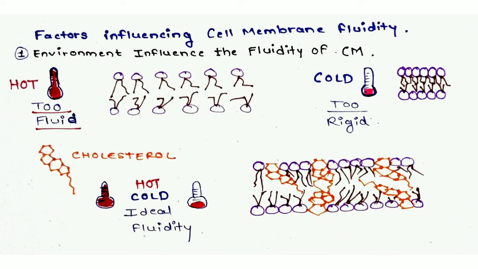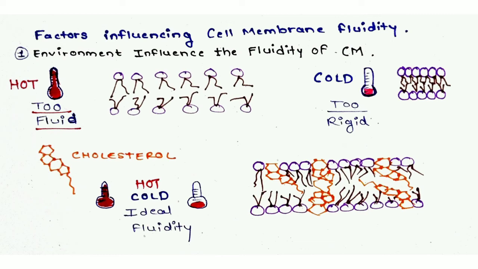Moving on to our next topic, that is factors influencing cell membrane fluidity. The first factor here is environment. When the temperature is too hot, the phospholipid molecules move far away from each other, making the cell membrane too fluid. Whereas when the temperature is cold, the phospholipid molecules come close to each other, making the cell membrane too rigid. You can compare the same thing with humans. When the temperature is too hot, we prefer staying away from each other so that wind and breeze can pass and we can feel cold. But when the temperature is cold, we prefer staying cozy. Similarly, you can compare with the cell membrane here.